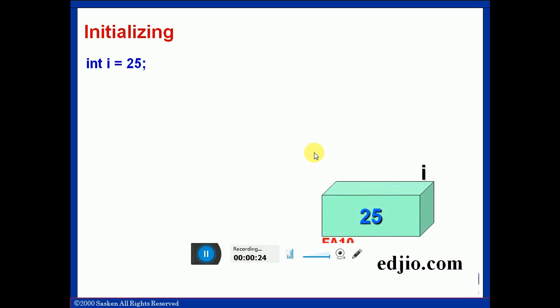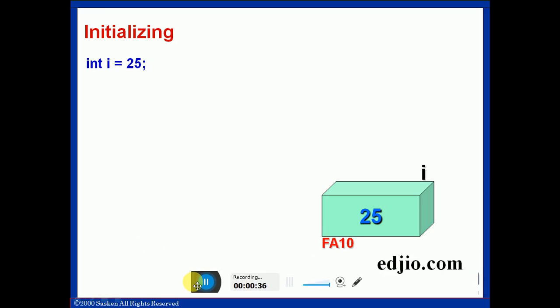Let's initialize a variable I, and its data type is an integer. Say int i = 25, and this is how it will acquire space in a memory location. The memory location got allotted as FA10, and 25 has been put into that space.